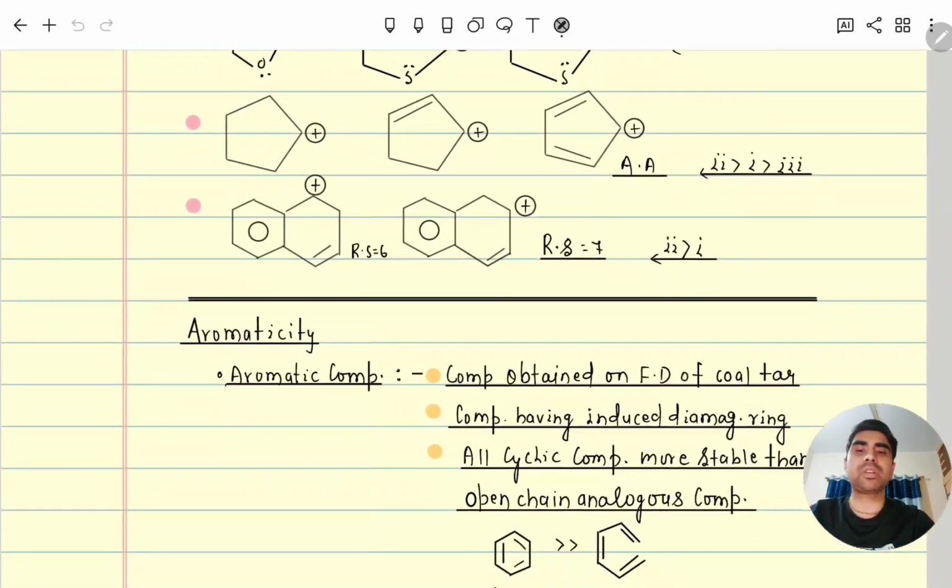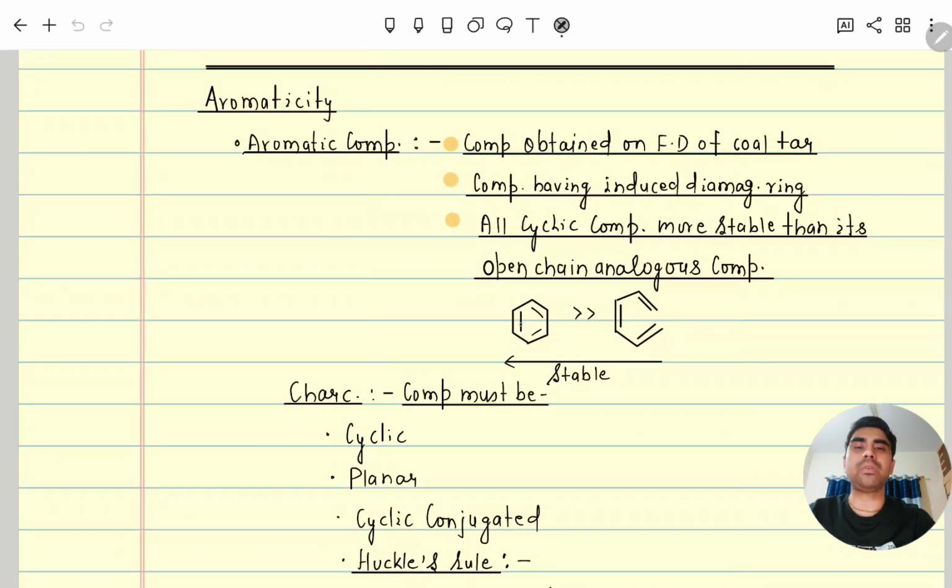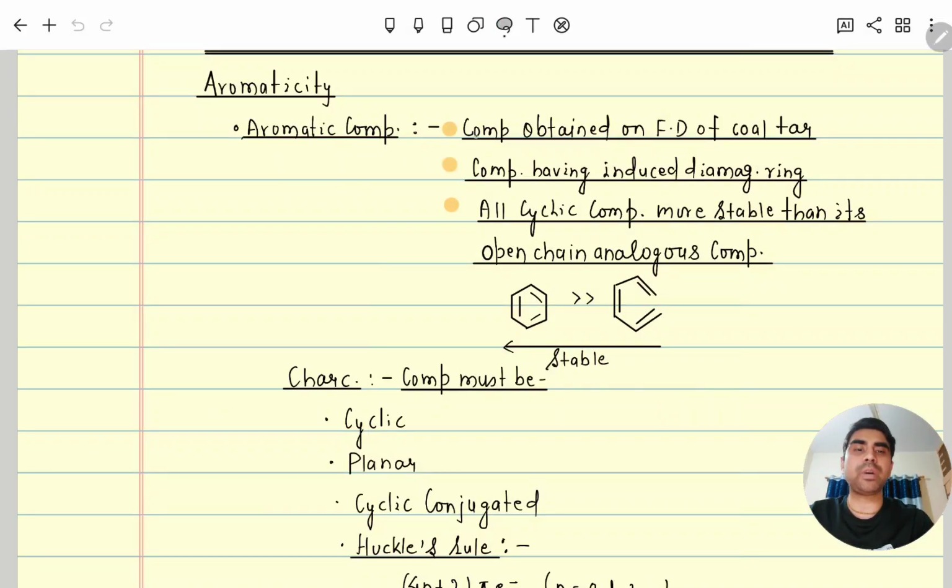In the last segment we will discuss aromaticity. For aromatic compounds, 3 definitions are there. Those compounds obtained on fractional distillation of coal tar have one particular aroma, that's why they are called aromatic compounds. Compounds having an induced diamagnetic ring current, or a cyclic compound that is more stable than its analogous open compound. Like here, this has 6 carbons, here also 6 carbons. Here double, single, double, single, double means 3 pi bonds, here also 3 pi bonds, so both are analogous. The cyclic compound is more stable than the open one.